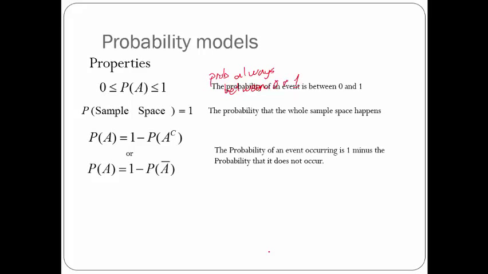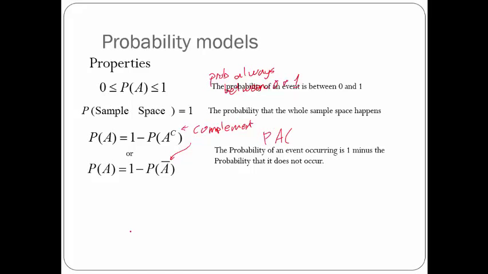So this is what's called the complement. Sometimes you see it as a little C written above, complement. Or sometimes I'll put a bar over the top. That means the same thing. It's just whatever event you're talking about. So the probability of something occurring is 1 minus the probability it does not occur.